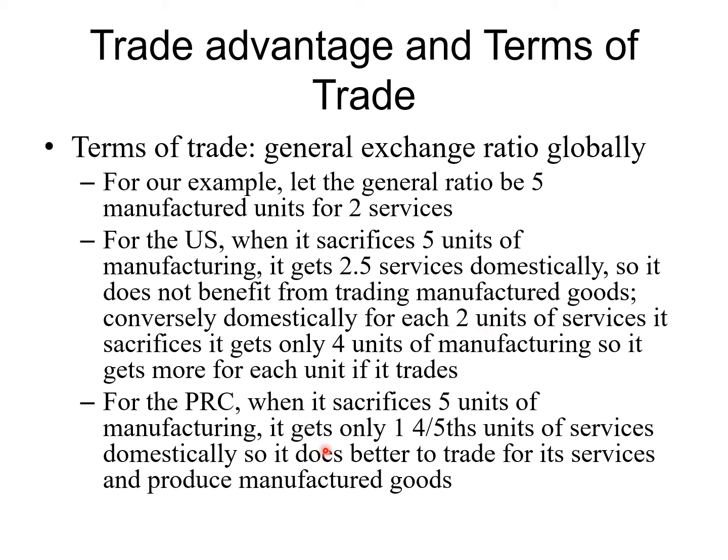The exact opposite condition exists in China. This is why a trade relationship is implied between the 2 of them. What that trade relationship is, we'll take a look at in a minute. When China sacrifices 5 units of manufacturing, it only gets 1 4/5, 9/5, a unit of services. Well, if they did that internationally, they'd get 2 services. So they'd do better to trade their manufactured goods for any services they need, okay? And so it does better to trade for services and produce manufactured goods.